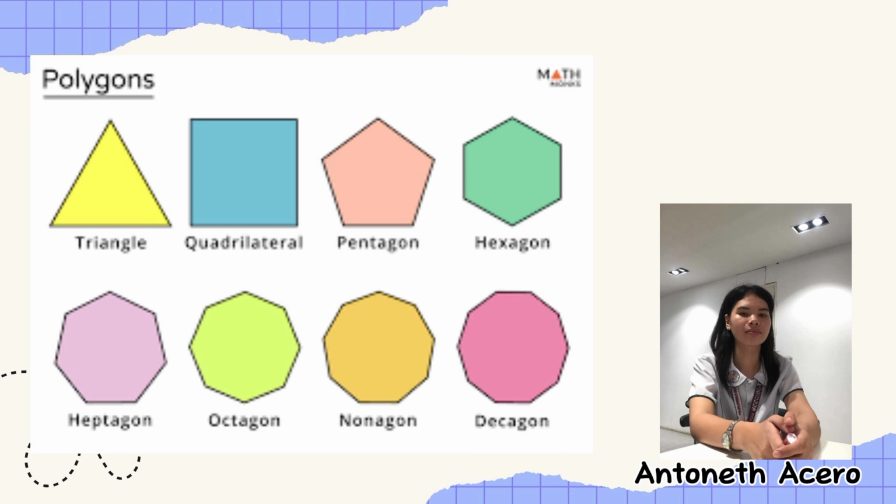So here are some examples of figures. First is a rectangle has 4 sides, triangle has 3 sides, square has 4 sides, trapezoid has 4 sides, pentagon has 5 sides, parallelogram has 4 sides, hexagon has 6 sides and the right triangle has 3 sides. So all of that is called a polygon because all of these figures have 3 or more sides.